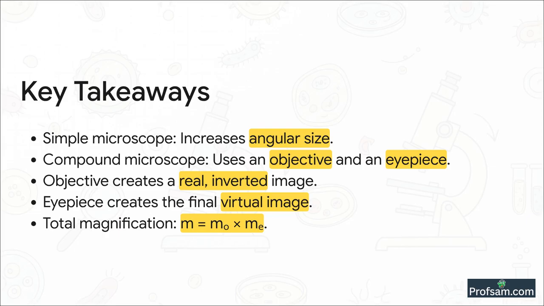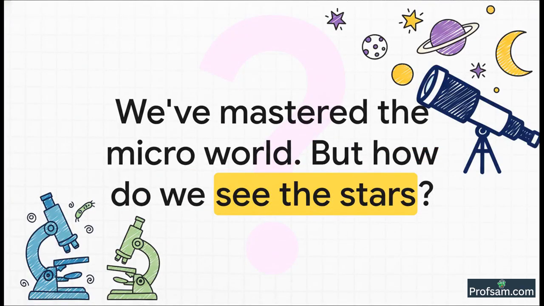Third, the objective lens forms a real, inverted, and magnified intermediate image. Fourth, the eyepiece then acts on this image to form the final virtual image. And finally, the total magnification is just the product of the two, M equals Mo times Me. That's it. All right, so we've just mastered the micro world.